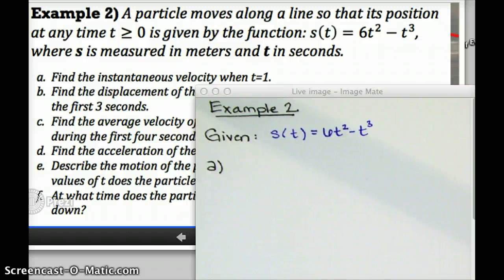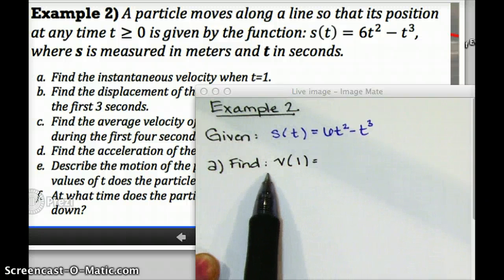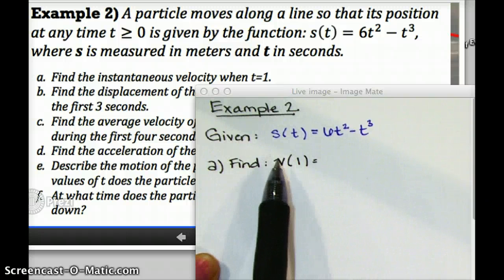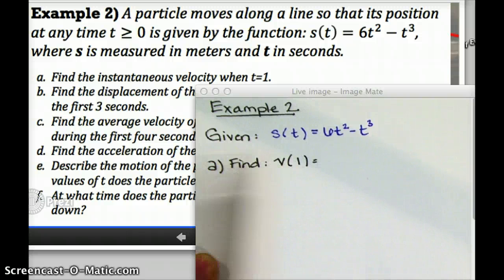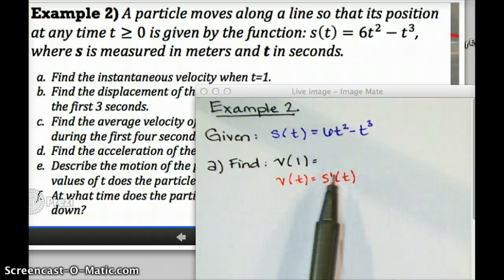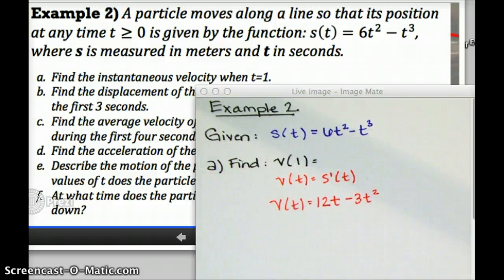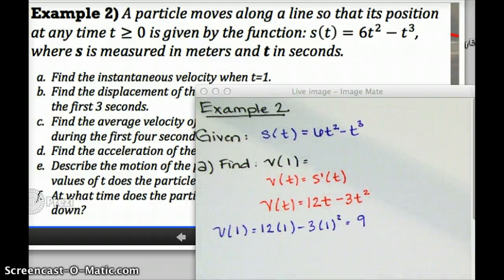Here's how I would set my work up. First of all, it's really good practice to translate what they're asking for into mathematical notation. V of 1 means the velocity at time 1. Then we actually do the work. I know from the definition that the velocity function is just the derivative of the position function s. So I take the derivative of the original function, and that's the velocity function, and then the last thing I need to do is just plug in 1.